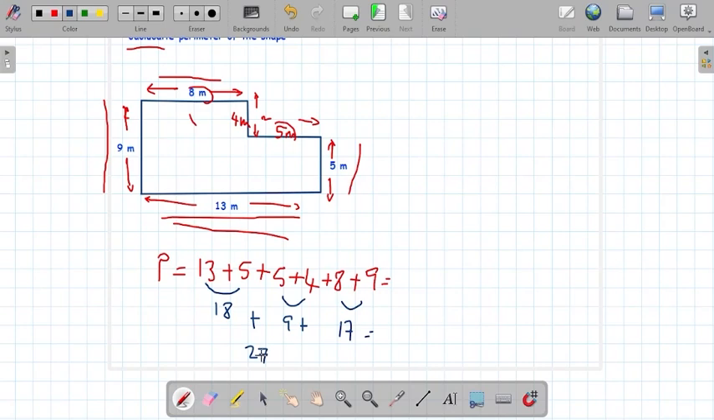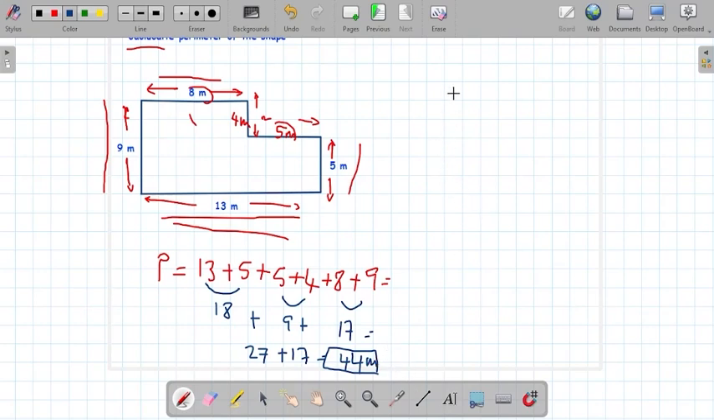Okay, plus 17. So 20 plus 10, it will be 30. 30 with 14, it will be 44 meter. And don't forget, perimeter is a length, so it is measured in meter, centimeter, etc.